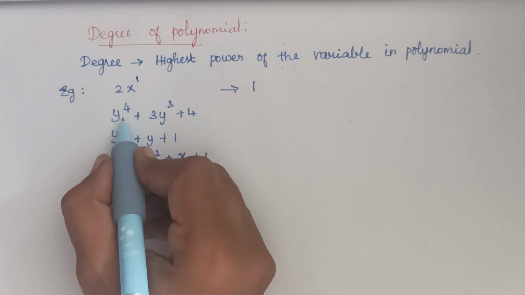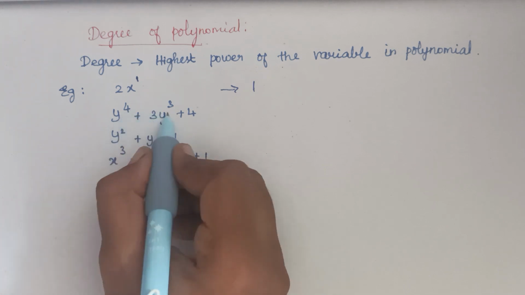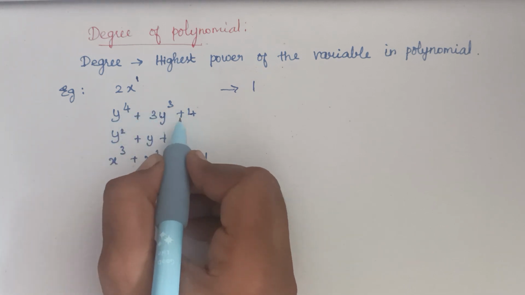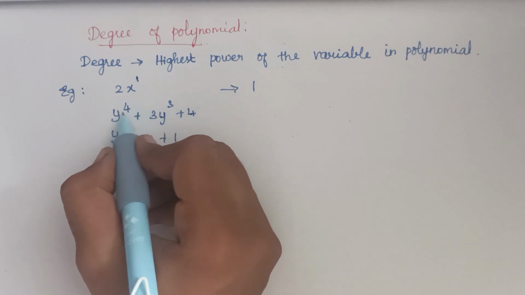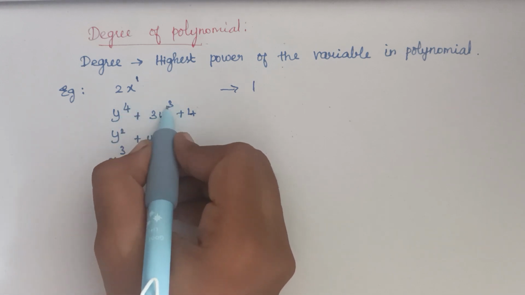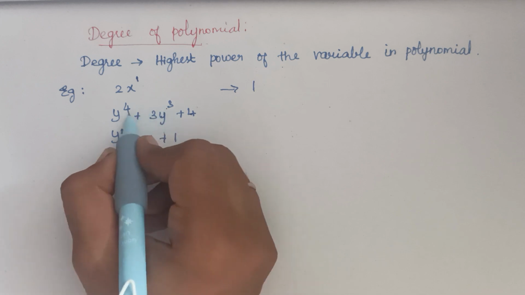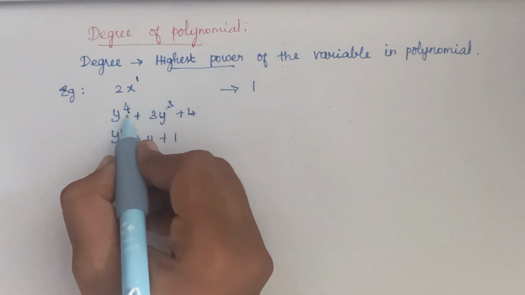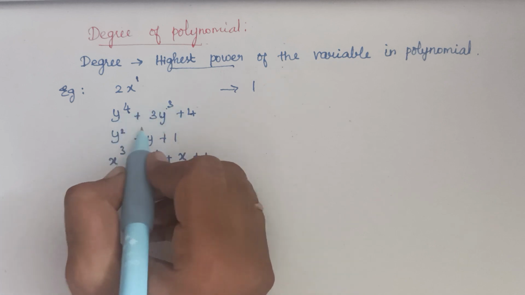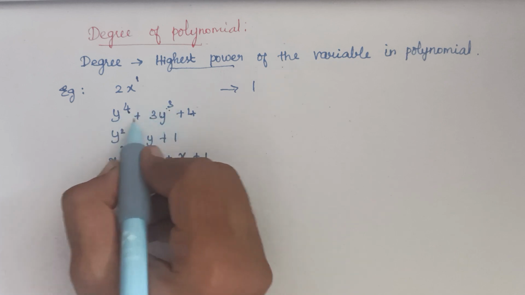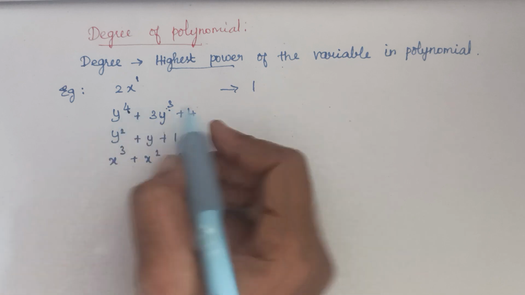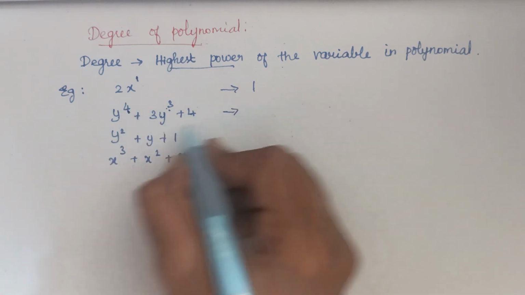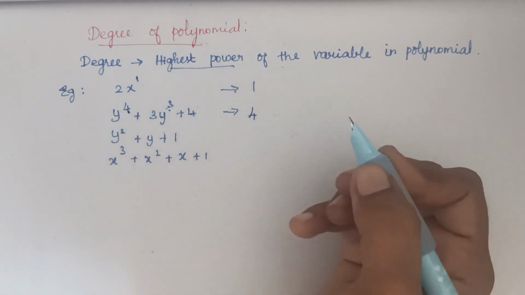Here there are totally three terms. Degree means the power of the variable. Two degrees are there, and the highest power is 4 or 3? It is 4. So the degree of this polynomial is 4.